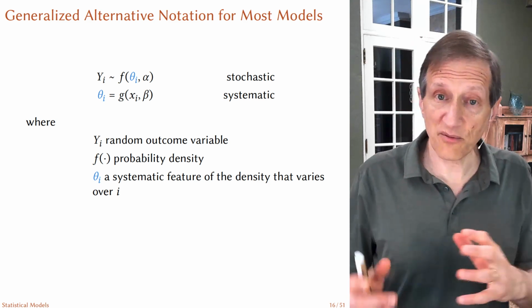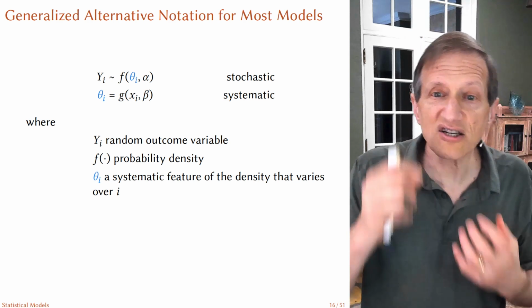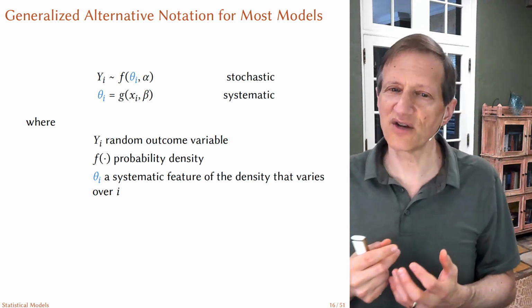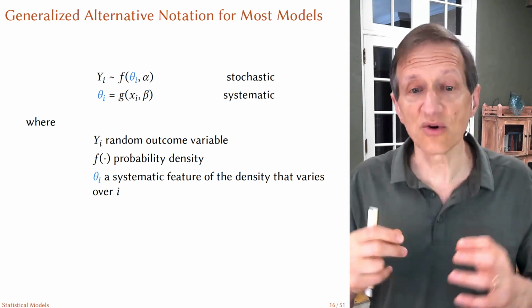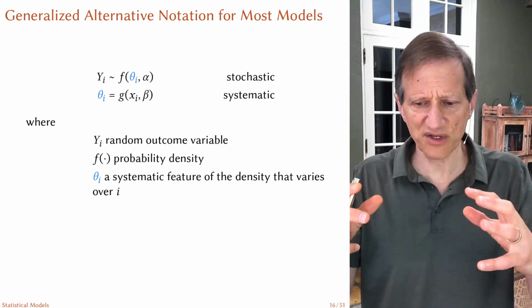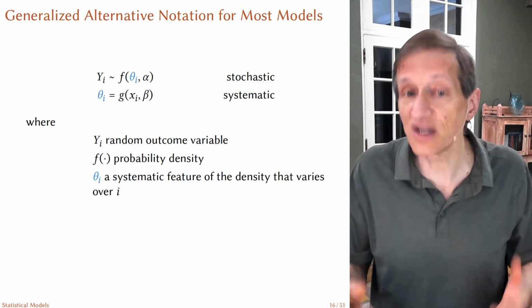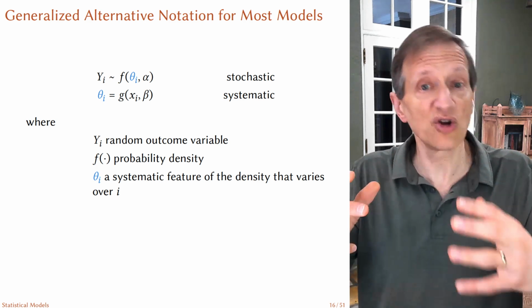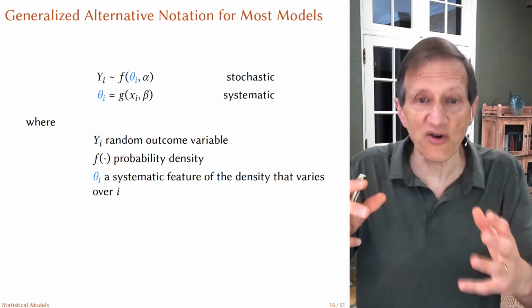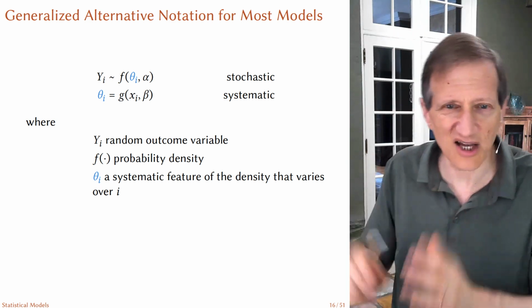Theta, remember that was mu in a regression, but theta is some systematic feature of the density that varies over i. So it's a systematic feature, which means we're going to calculate something from that probability distribution. There are a lot of things you could calculate from a probability distribution. It could be the mean, it could be the variance, it could be the area to the right of 0.5, the probability that the Democrats win the election, let's say.